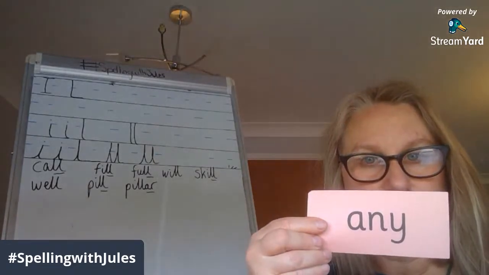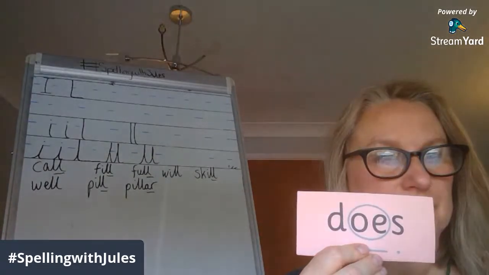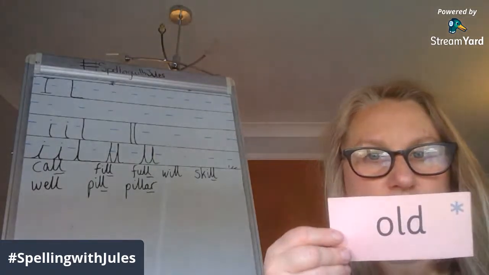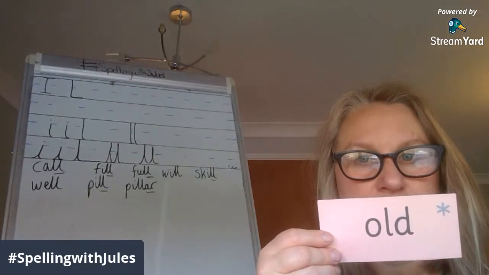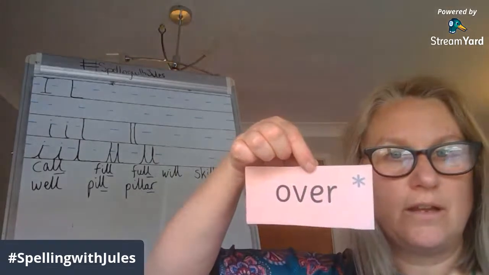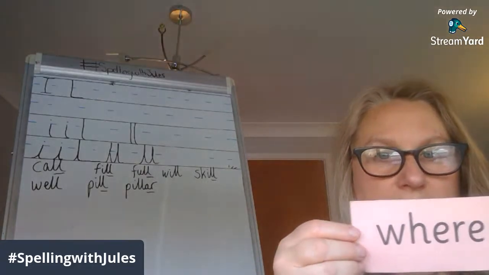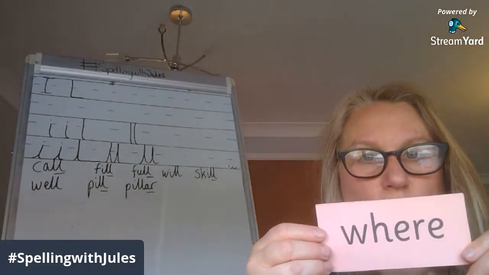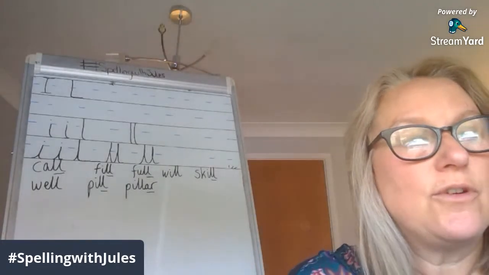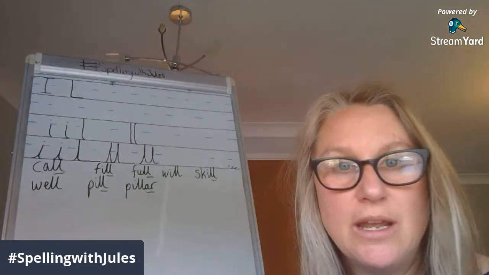Any, number one. Two, does, D-O-E-S. Three, old, O-L-D. Four, over, O-V-E-R. And five, where, W-H-E-R-E, where. Okay, I'll test you on those tomorrow, plus five more from our 35 we've learned that I'll just shuffle. So you'll have 10 more tomorrow.